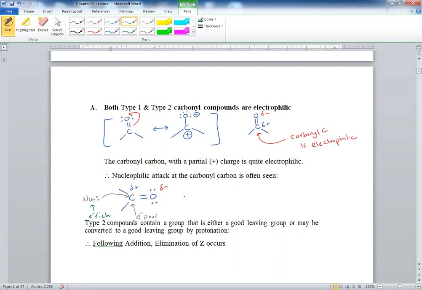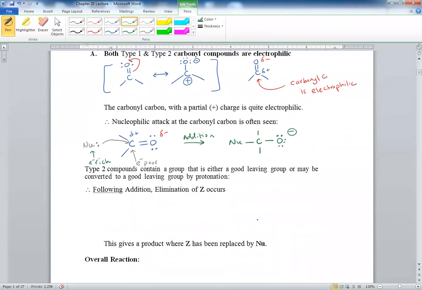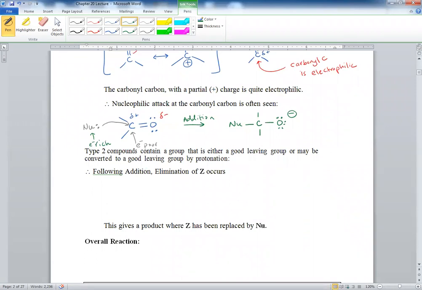So if that reaction takes place, in terms of what we call an addition reaction, then the nucleophile would be attached on one end, the oxygen on the other end. Just like that. So that would be an addition reaction, meaning you added the nucleophile and now you have an extra atom or group on the compound. Here you had a carbon, whatever was attached on here, whether they are alkyl groups, and the oxygen, and now you have all of the previous atoms in addition to the nucleophile. So type 2 carbonyl compounds contain a group that is either a good leaving group or may be converted to a good leaving group by protonation.